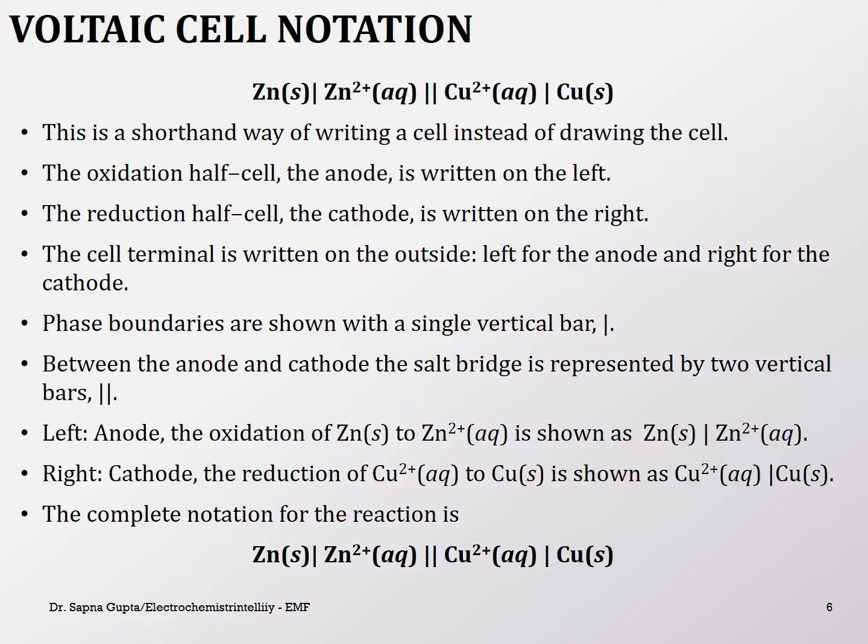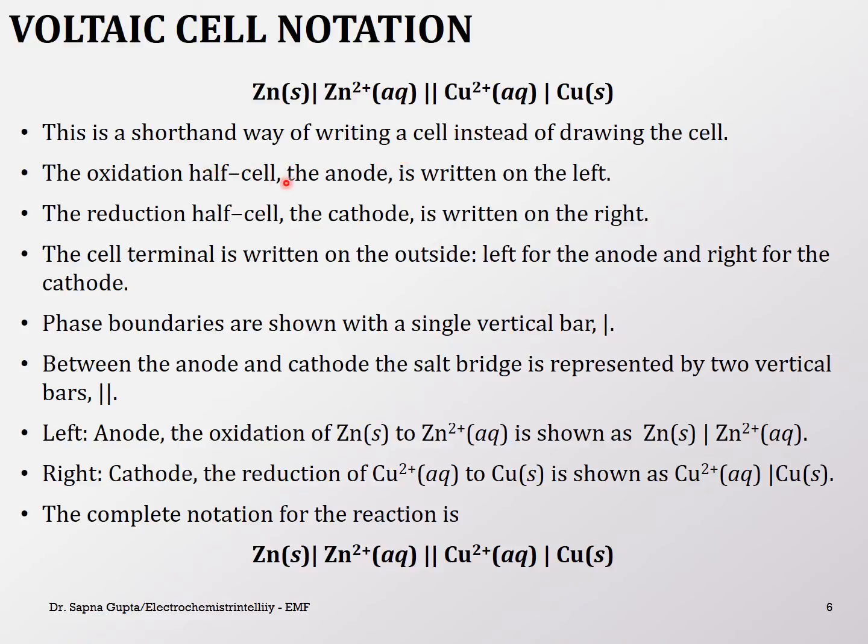Let's look at a cell notation now, in which case you have zinc and copper. So here the zinc is the anode and copper is the cathode. So what we did previously was, of course, the cell. Now we are looking at the cell notation just a little bit closely. So this is a shorthand way of writing the cell instead of actually drawing the cell. So it's a very systematic way.